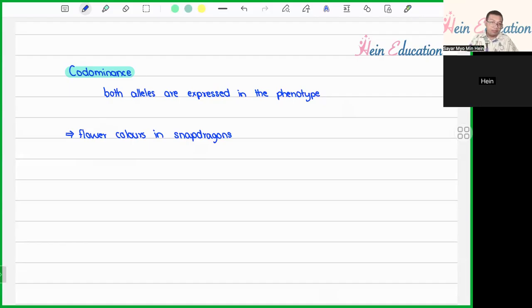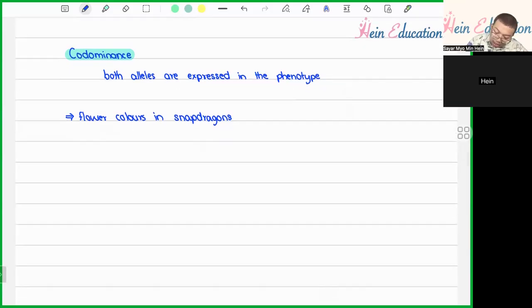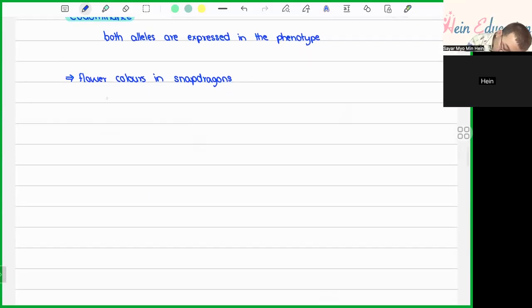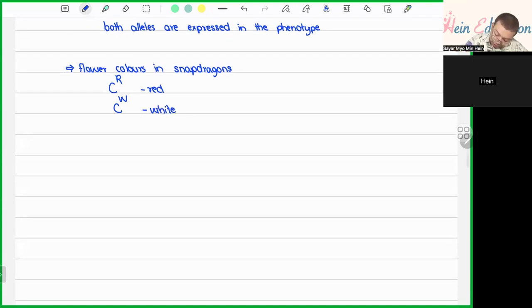And another very typical example that we would come across is flower colors in the snapdragon. So let's say we have C capital R and C capital W. So this is red flower and this is white flower. So I will just go right straight into this.